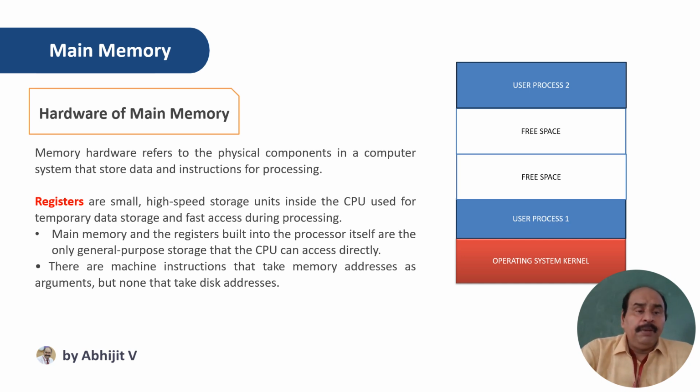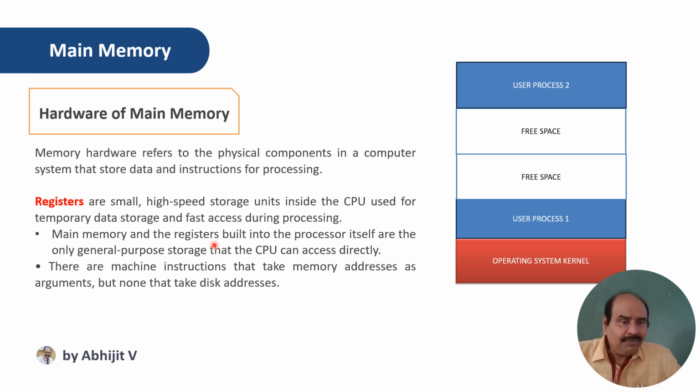Hardware of the main memory. Here we'll see two important parts of our main memory. One is called the registers. Registers are the temporary storage devices where you can have easy access to the main memory. They are small, high-speed storage units inside the CPU used for temporary data storage and fast access during processing.